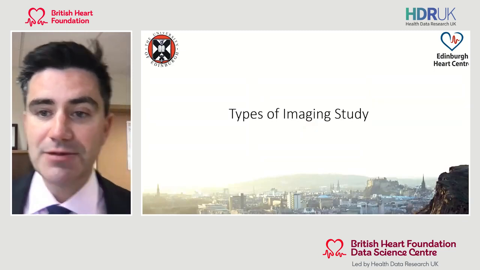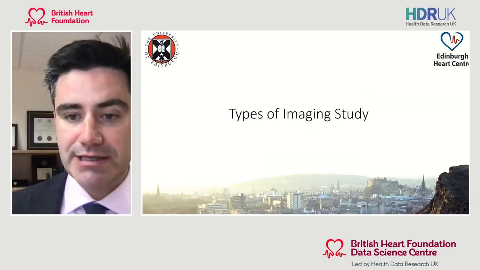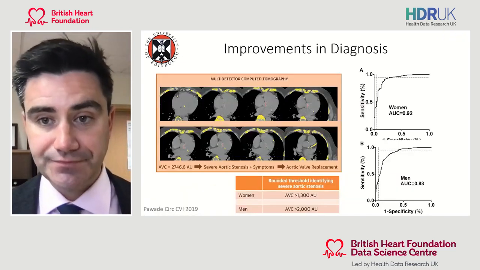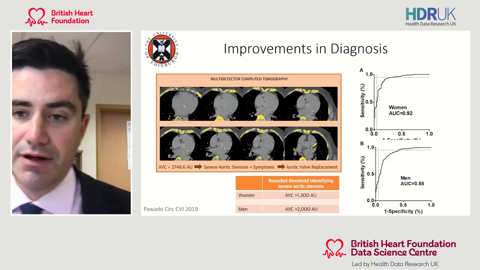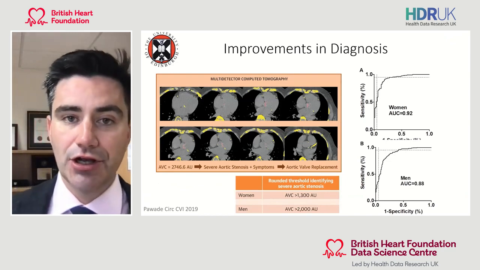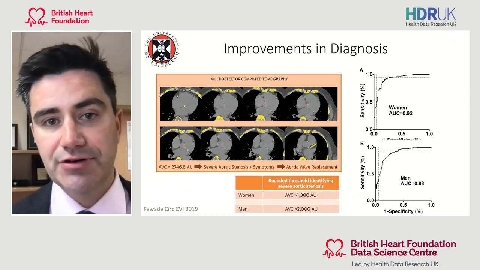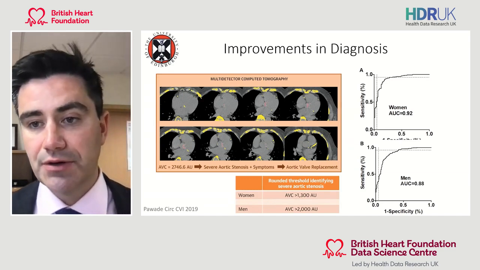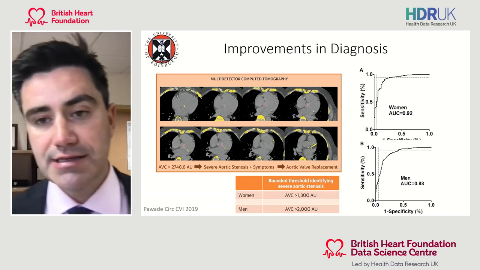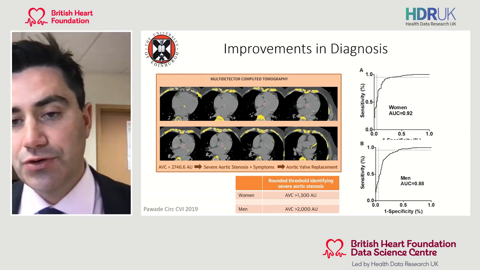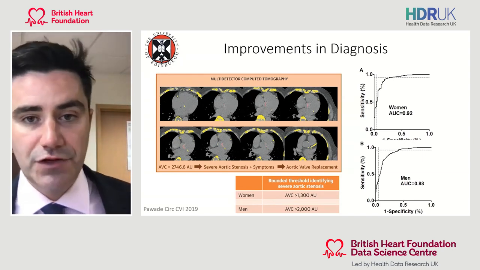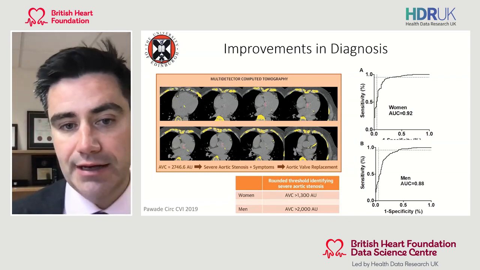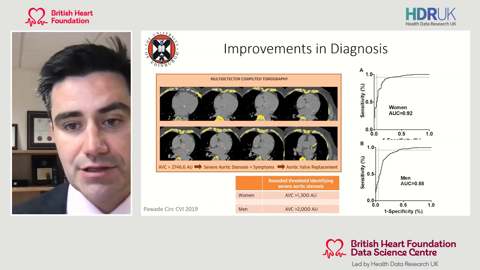Now, what about the types of imaging studies? How can we use these different modalities to try and improve patient diagnosis and care? The obvious thing is studies that look at new techniques to see if they're better at diagnosing a particular condition than another technique. One recent example is aortic stenosis, where for many years we've used echocardiography to diagnose that. And in the majority of cases, that's an excellent tool.